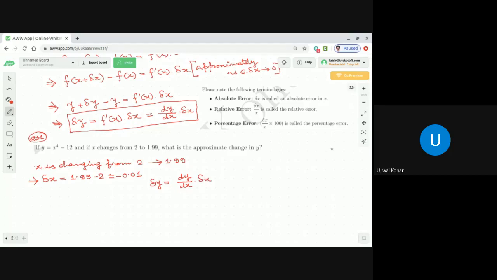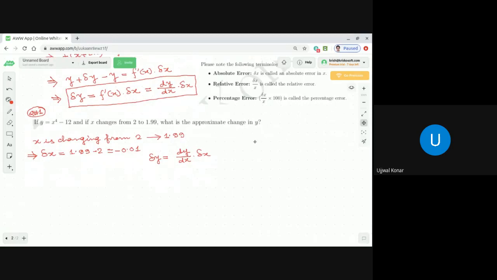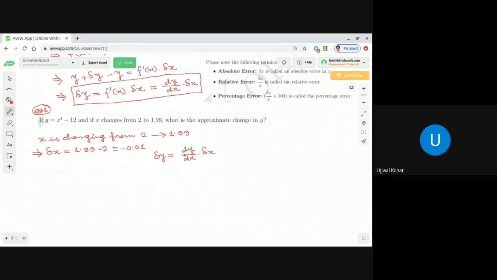So now, what is dy/dx, dear students? Y is equal to x power 4 minus 12. So then what can we find? dy/dx will be equal to 4 into x cube, dear students. So this value of dy/dx we are going to apply here. So this implies delta y is equal to 4 into x cube into delta x.